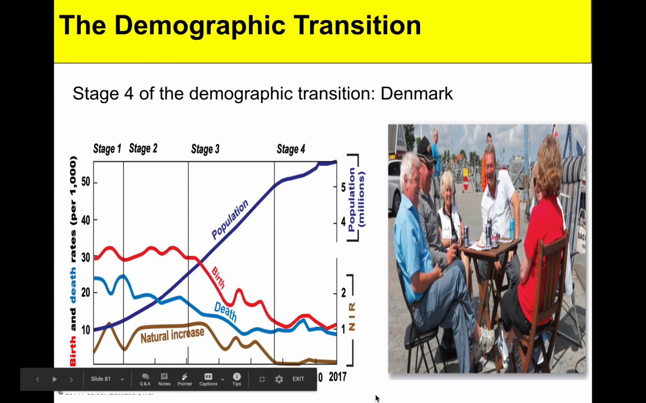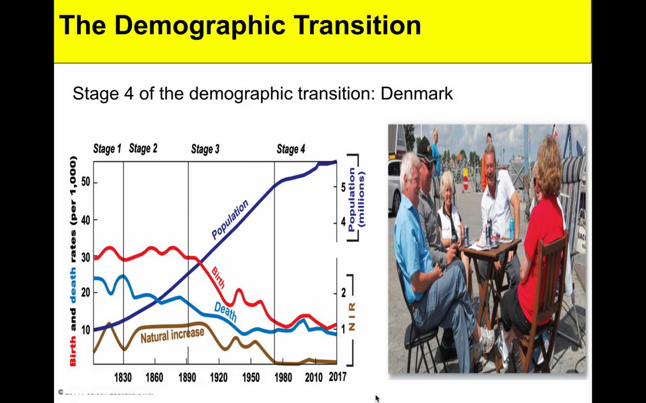A stage 4 country today would be Denmark. In Denmark, we can see the world population continues to grow despite Denmark's population CBR declining and CDR declining, and their natural increase rate is hovering right between 1% and 2%.